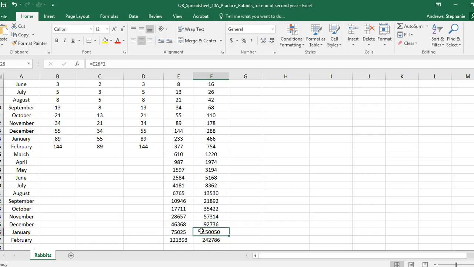And then if you wanted to go on into the next year, the curriculum I'm using says that this 150,000 is what we're looking at for the end of 2 years, but actually that's going on into January. So more appropriately, we should say at the end of 2 years, oh my goodness, we'll have 92,736 rabbits.